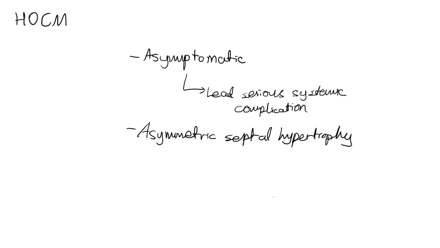So in review, hypertrophic obstructive cardiomyopathy starts off as being asymptomatic, but it can cause systemic complications, and its key pathophysiological factor is the presence of asymmetric septal hypertrophy, and unlike hypertension and aortic stenosis, concentric hypertrophy is not seen.